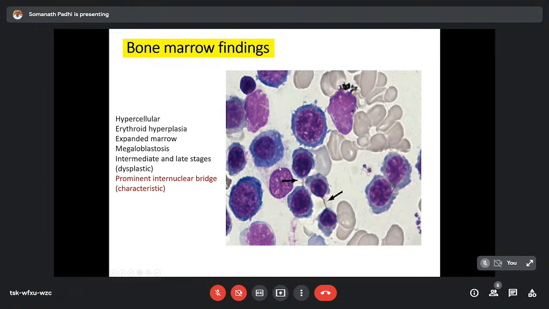But the most characteristic feature of CDA1 is the presence of internuclear bridges, which are present in up to more than 10% of the erythroids, but at least 1% of the erythroids can show this classical picture, and then it can lead to a suspicion of a case of CDA type 1. These two arrows point to two divided erythroids which have completed their cell division. A single erythroid has given rise to two daughter erythroids, but there is presence of this erythroid internuclear bridge, a thread-like connection between the two nuclei of the two daughter erythroids. This is known as a prominent internuclear bridge, which is characteristic of CDA type 1.